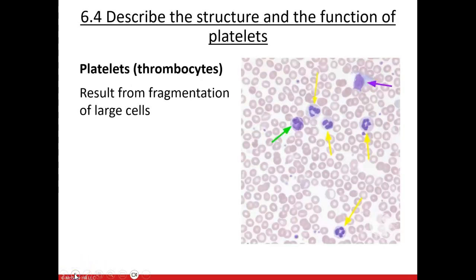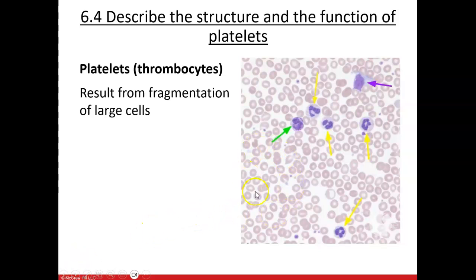We are on Learning Outcome 6.4, and we're on the last of our three formed elements. It's describe the structure and the function of platelets. So our three cellular things in blood are red blood cells, white blood cells, and platelets. Platelets are also called thrombocytes, and remember that platelets are called platelets, like a little plate, because they started off as big cells that got broken into these small pieces.